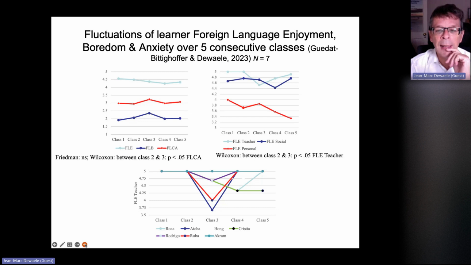And then looking at individual learners, we noticed that quite some learners reported a drop in teacher appreciation during the third class. And then we discovered that the reason was that the third class had been taught by a different teacher. So they had the same teacher for class 1, 2, 4, and 5, but a different one for class 3. And it was a teacher who wasn't quite as experienced. And so enjoyment levels dropped. So it shows that enjoyment, anxiety, boredom are relatively stable, but sometimes something happens that makes the emotions fluctuate.